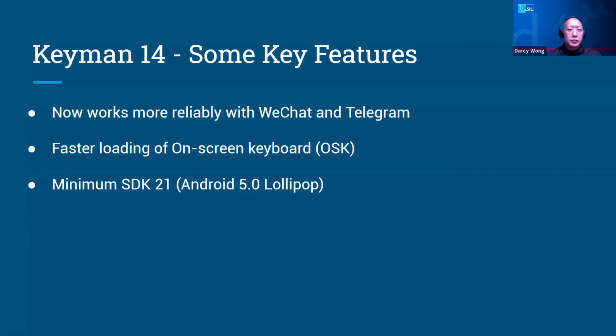Some other features that came out: there's now a better, more consistent feel with other messaging apps such as WeChat and Telegram. And there's also an improved loading of the on-screen keyboard, thanks to some Keyman web updates. And there's now a bump in the minimum supported Android version, which is now Android 5.0 Lollipop. Part of the reason we update this each time we do a new release is because older devices get deprecated, and notably for predictive text features, we have to use some language features that aren't supported with the older devices.